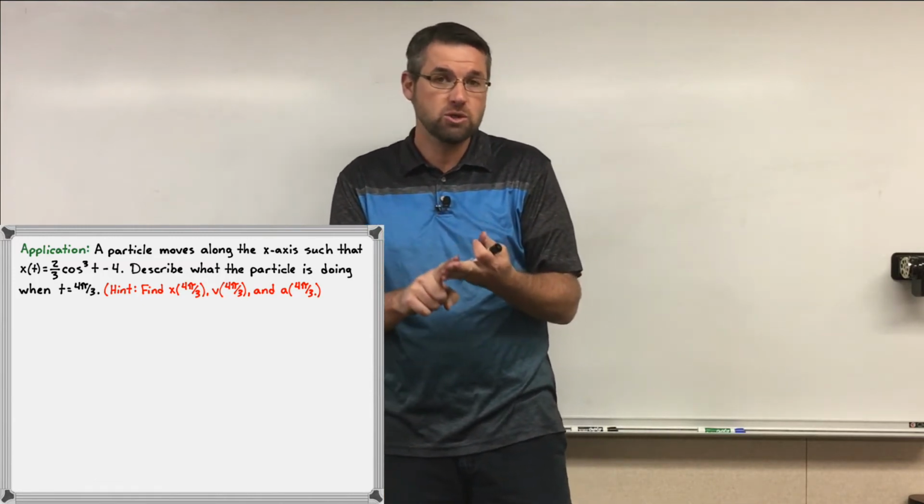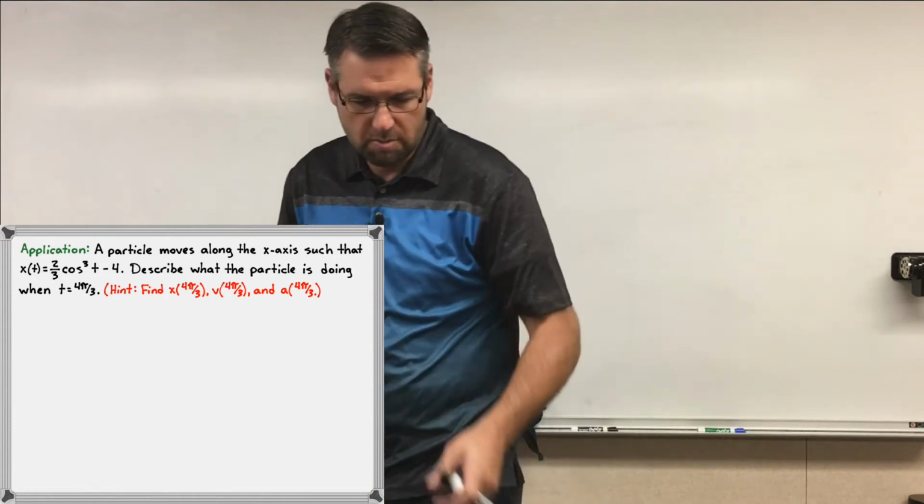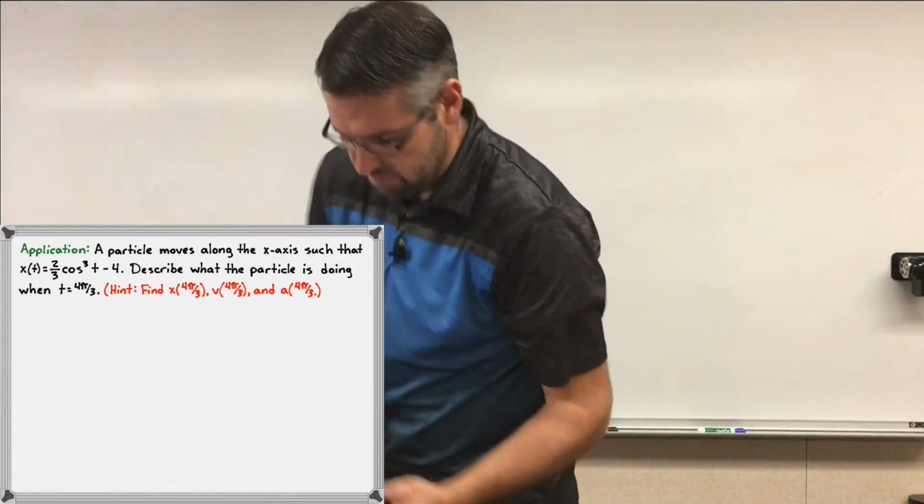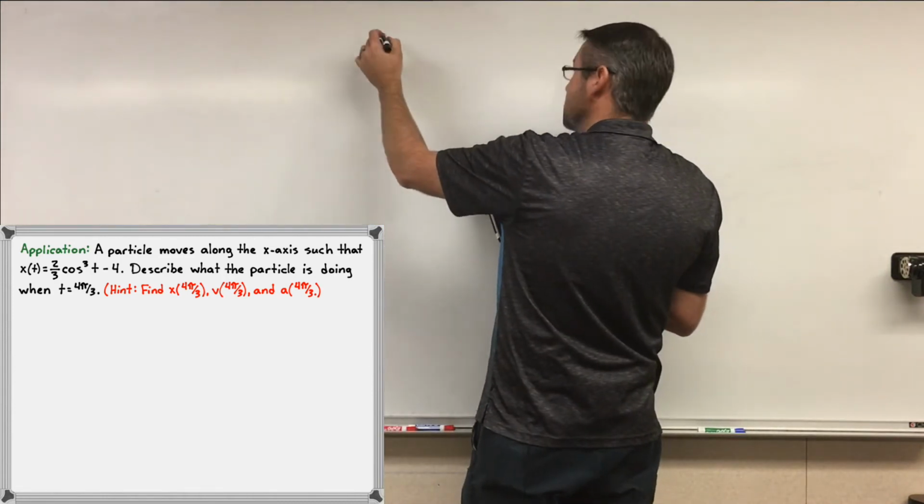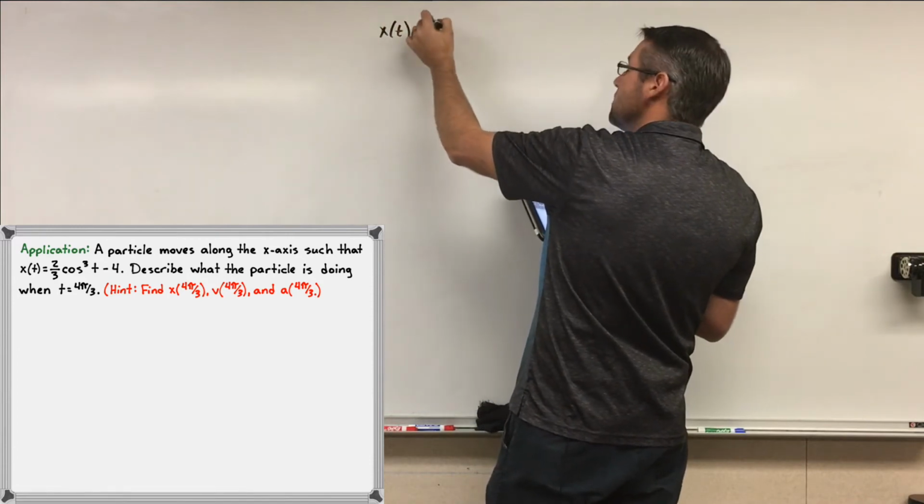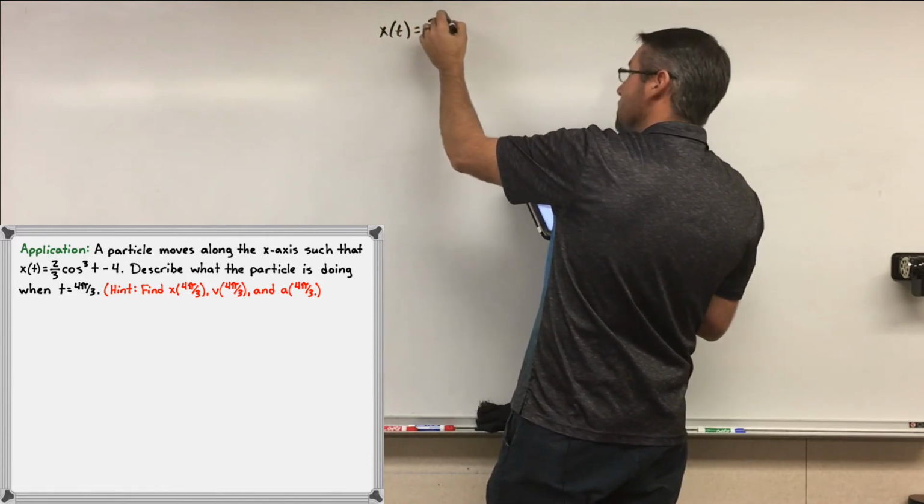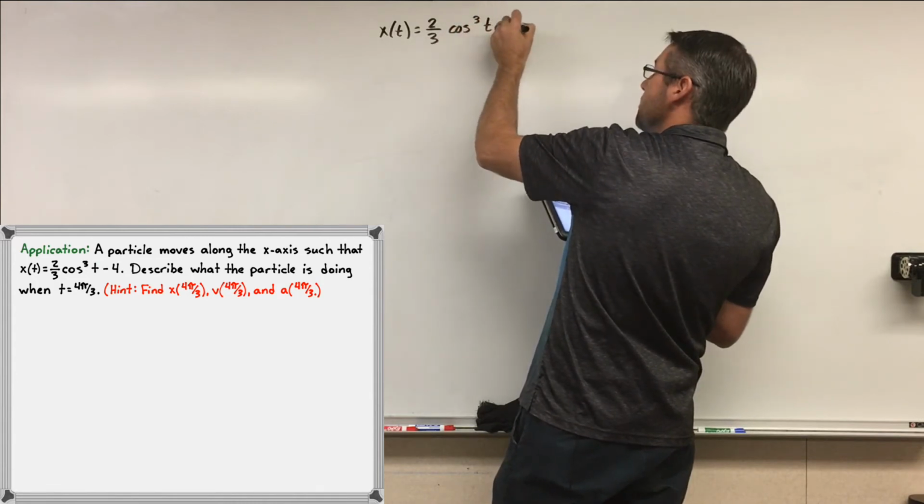Is it moving towards the origin or away from the origin? All of these things can be determined by finding the position, the velocity, and the acceleration. So let's go ahead and write this function down. We've got x of t equals 2/3 cosine cubed of t minus 4.